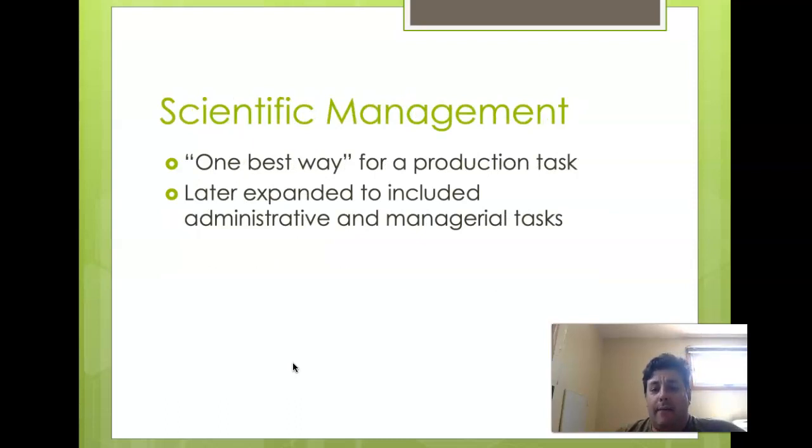So as I said, he mentioned that there was one best way to produce this task. And in the reading for this week, he talks about an example of a worker who needed to load pig iron onto a railroad cart. I don't really know what pig iron is. I don't know that I've ever really seen it. I did Google it at some point, and it's the material that's produced in an intermediate step on the way to producing steel.